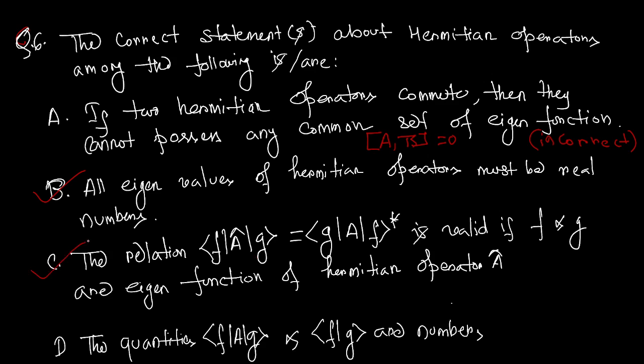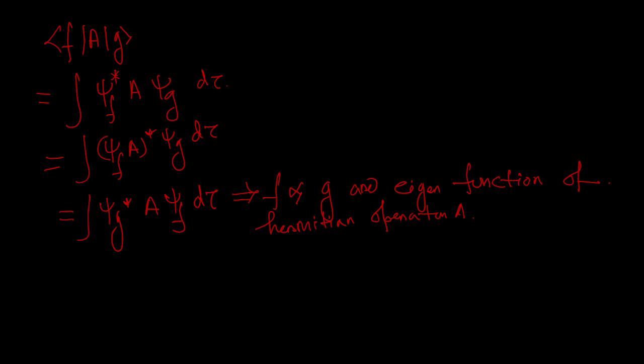Now, the quantities F, A, G and G, A, F are real numbers. If this is an overlap integral kind of thing, it can be zero or not zero depending on the criteria, and similarly this one also. But the thing is that the results are numbers. So this option is also correct. Moving to question number 7.